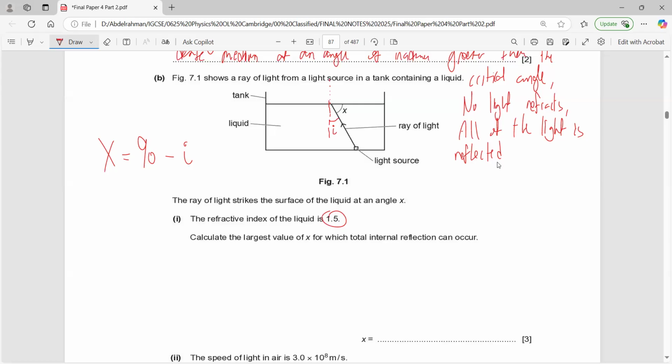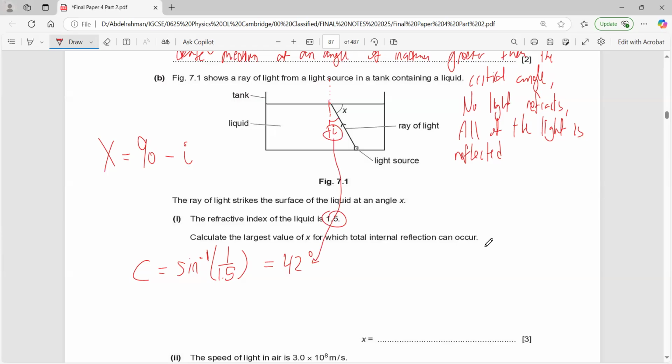Yes. N equals 1 over sine C, and therefore C equals sine inverse of 1 over 1.5. This is not sine, this is sine inverse. 1 over 1.5, in which C would be equal to 42. This is the critical angle. Is this the final answer? No, it's not the final answer. 42 is the critical angle, which is I. I is 42.